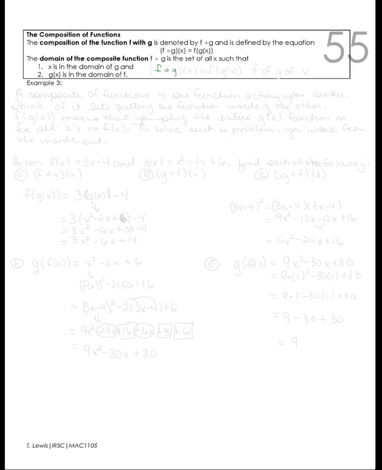You can use the small circle. It looks like the word fog, but that's f of g, and then you say of x. Or we can write it without the small circle. You're saying f of g of x. The domain of the composite function f of g of x is the set of all x's such that, number 1, x is in the domain of g, and number 2, g of x is in the domain of f.